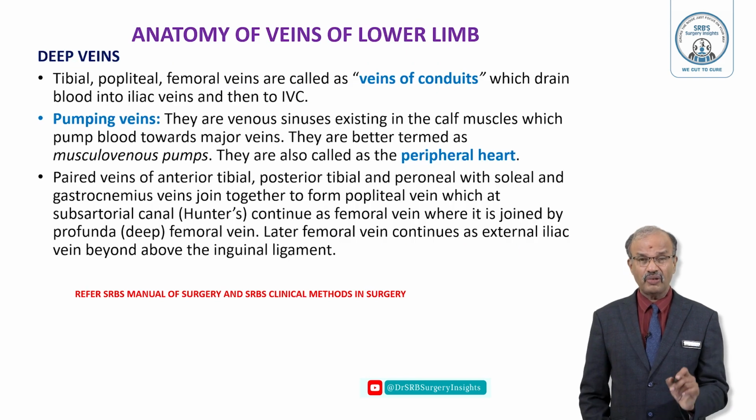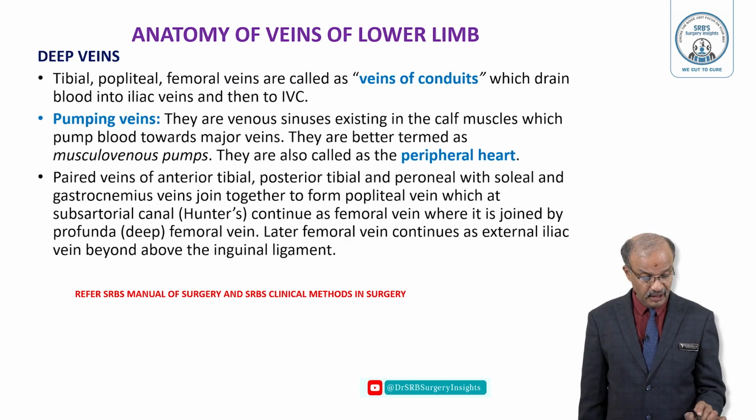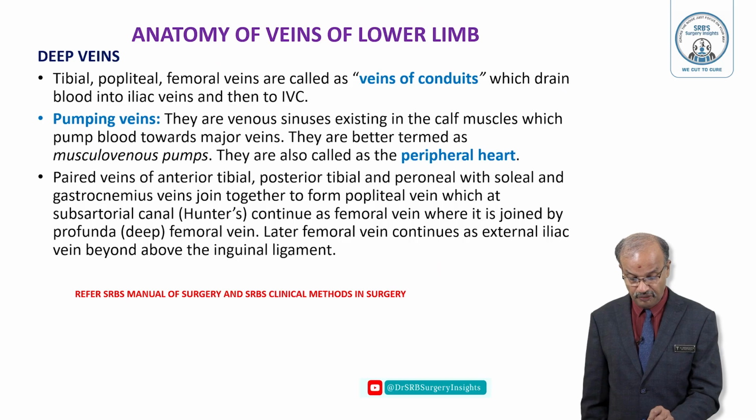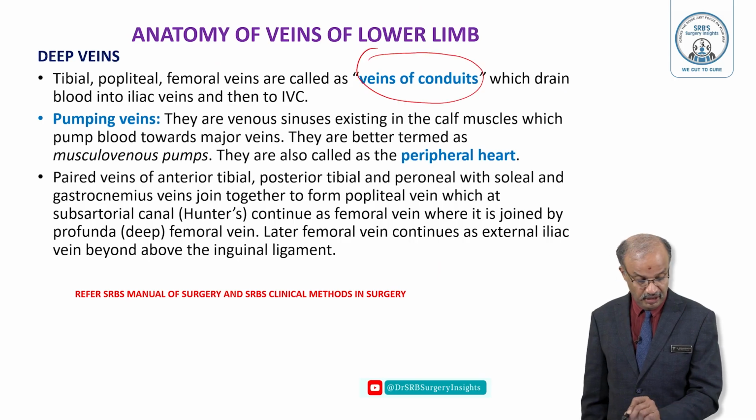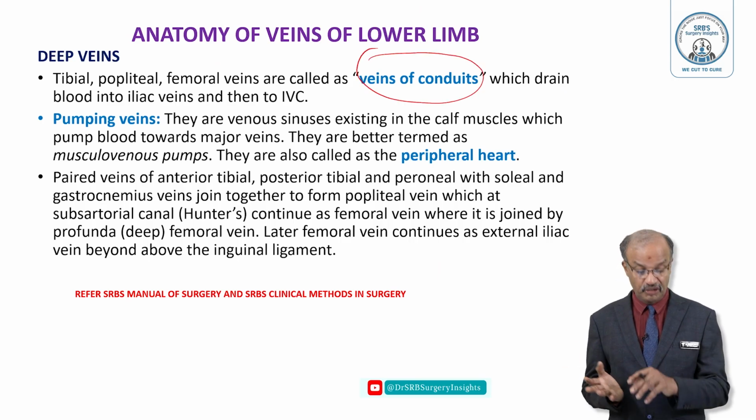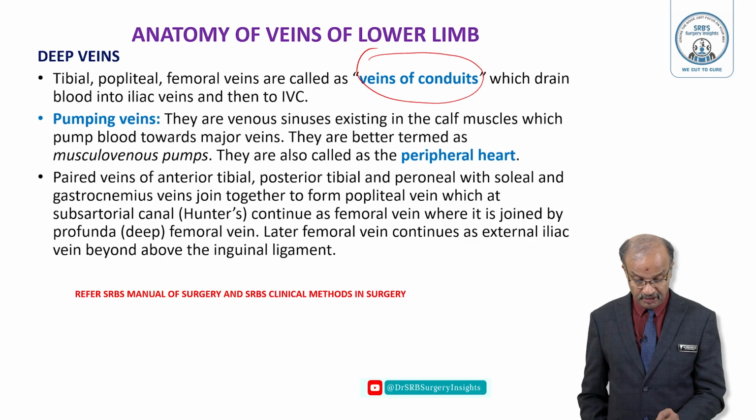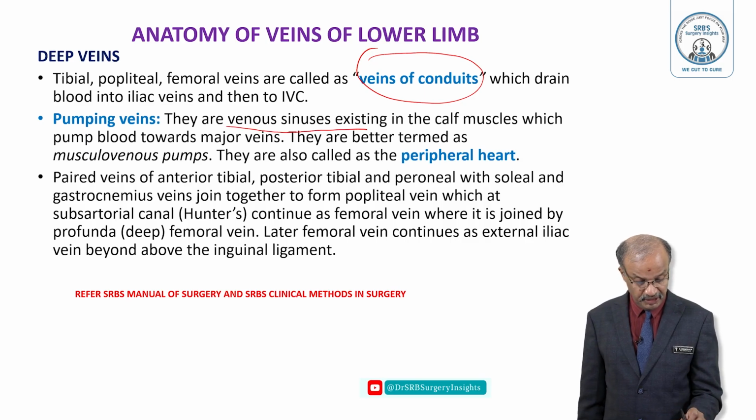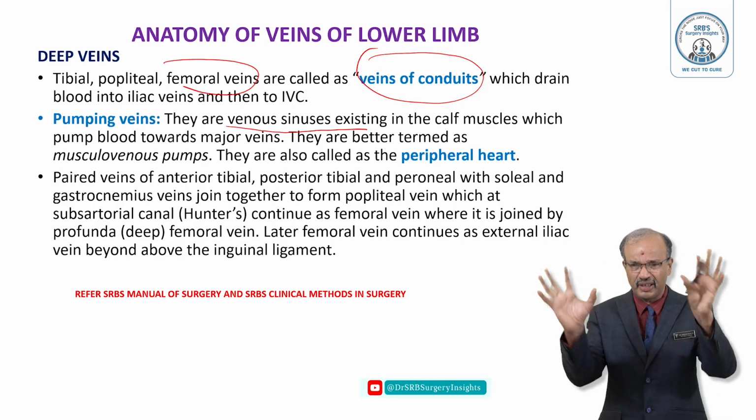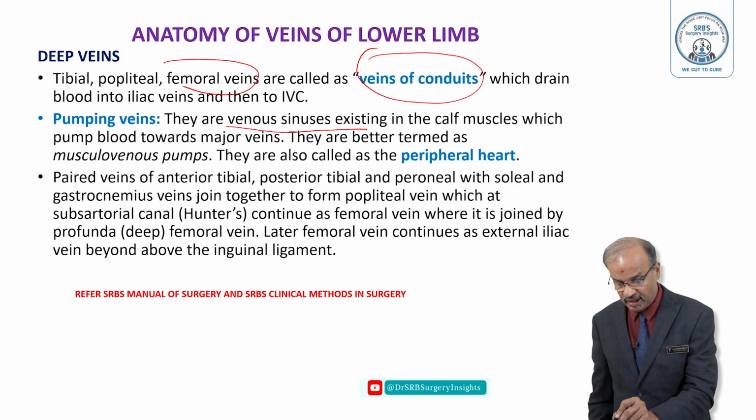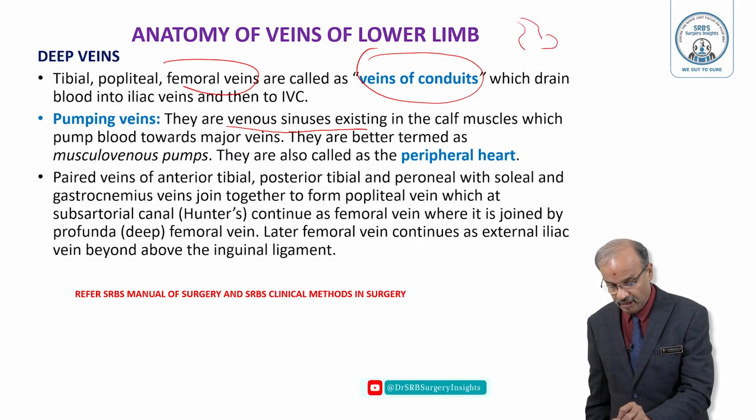So this is the anatomy. I'm not going to detail it; you can read this one. Tibial, popliteal, and femoral veins are veins of conduits, which drain into the iliac vein and IVC. Pumping means there are venous sinuses existing in the calf muscle. These are the classical veins actually. These are the venous sinuses, like pouches. That is in the calf.